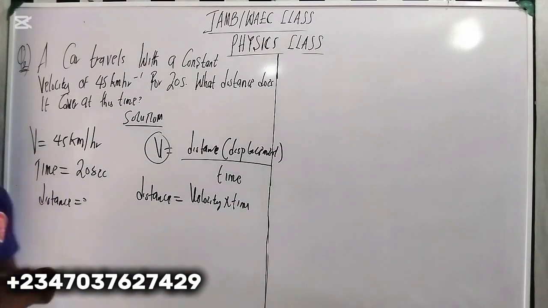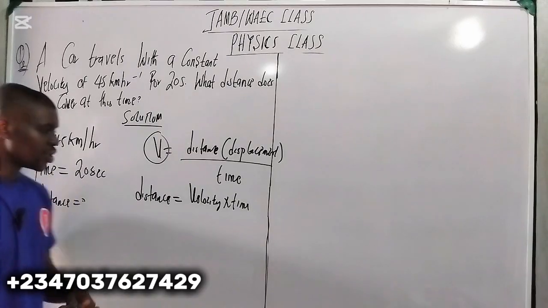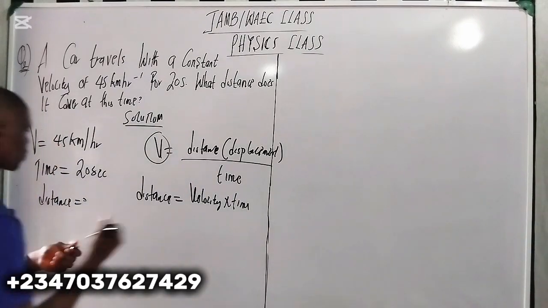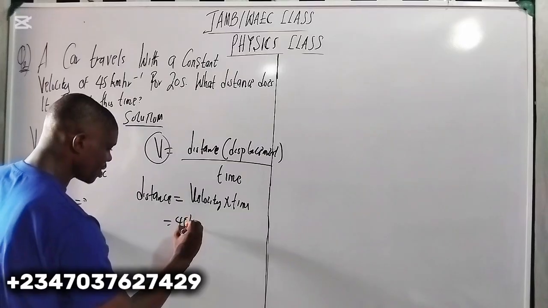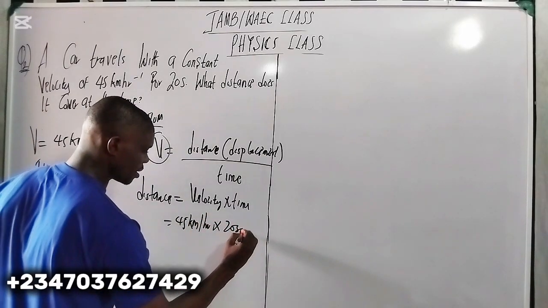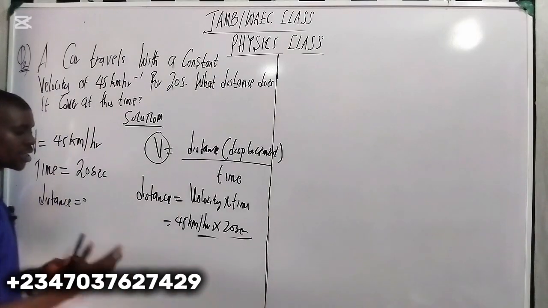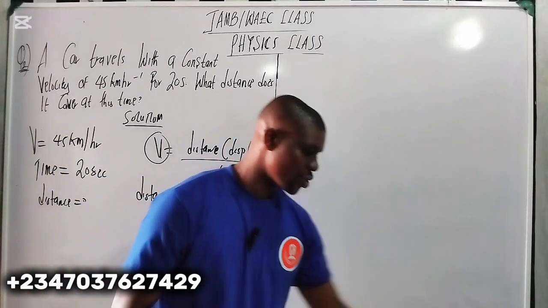Now some persons who do not actually understand physics very well and conversion, what they just do here is put in 45 kilometer per hour times 20 seconds, and they multiply it. And they will get the answer, which is wrong, which is not correct.